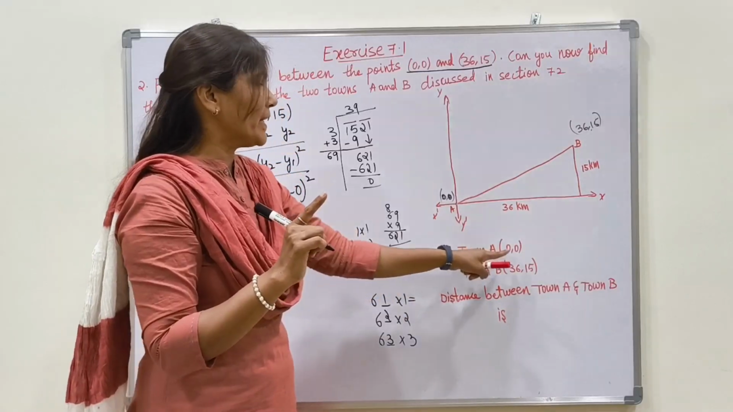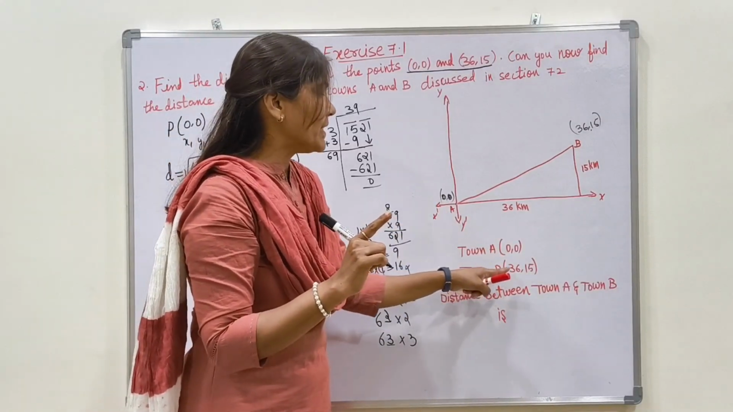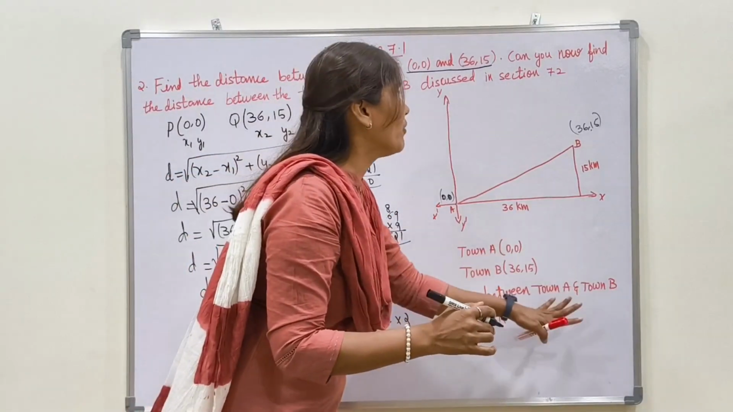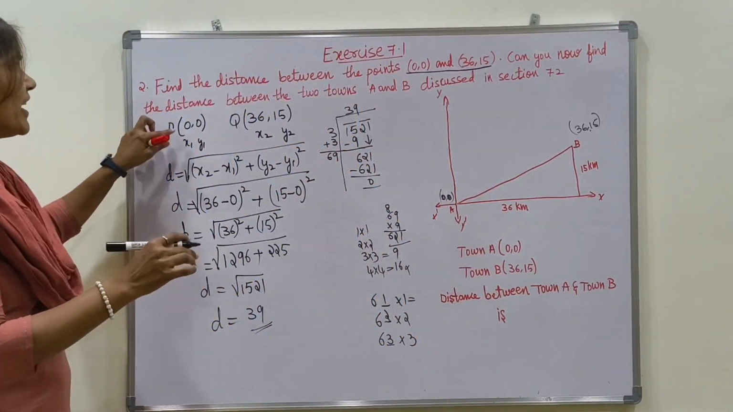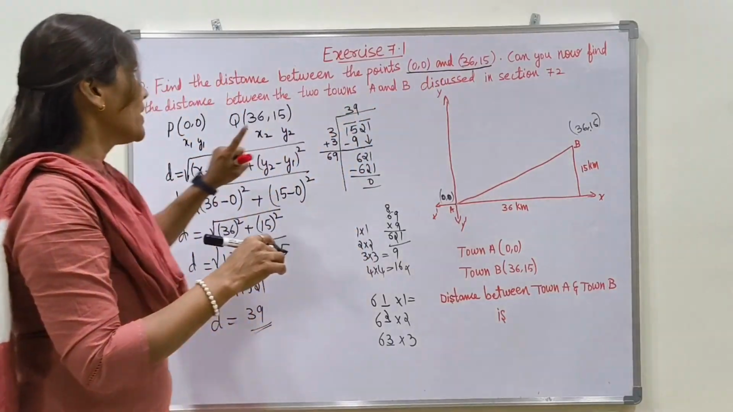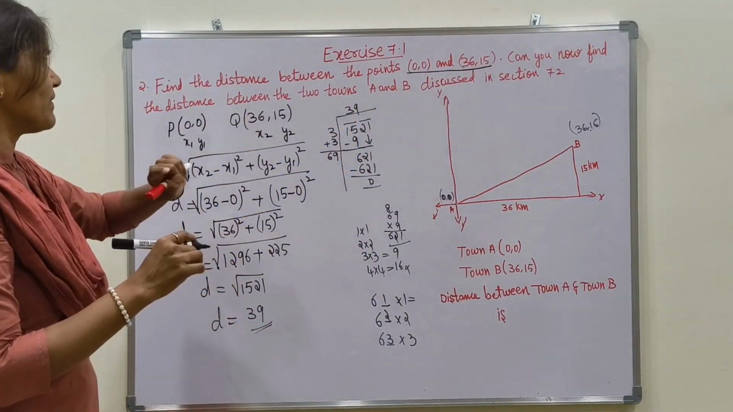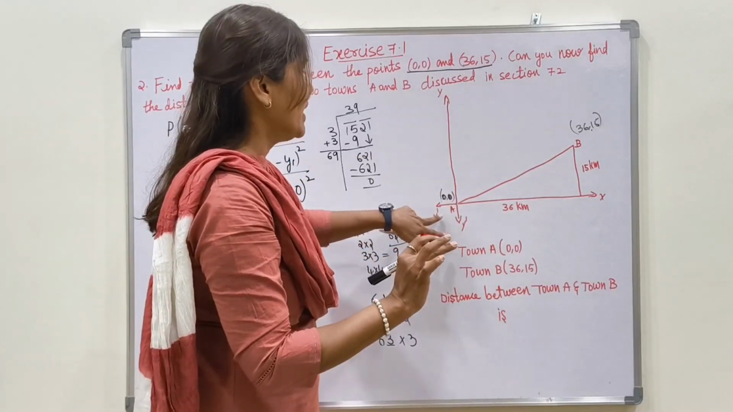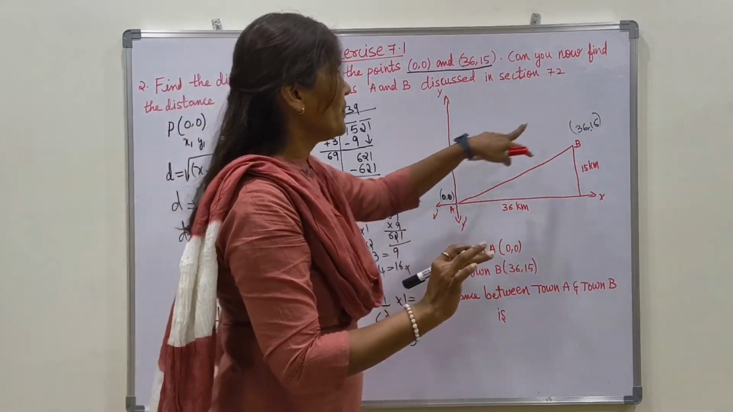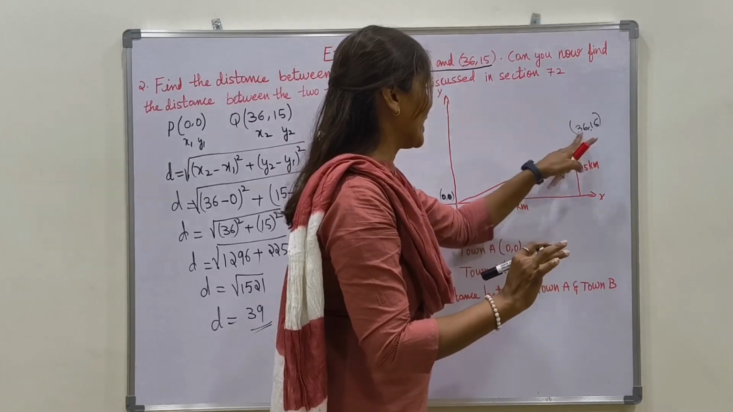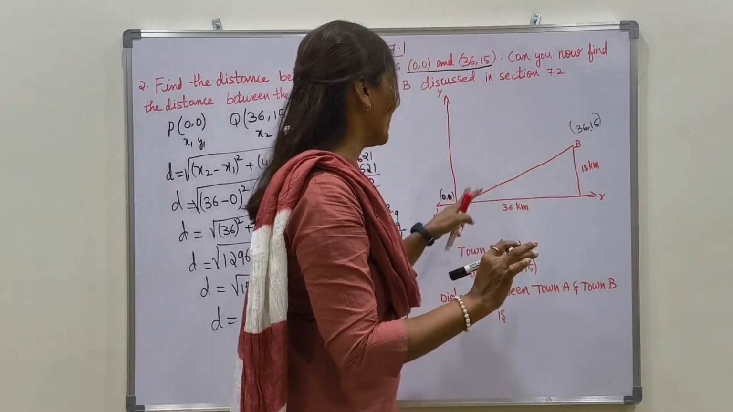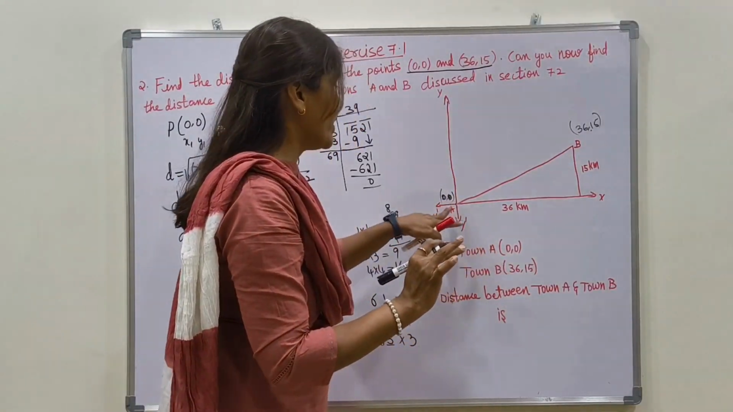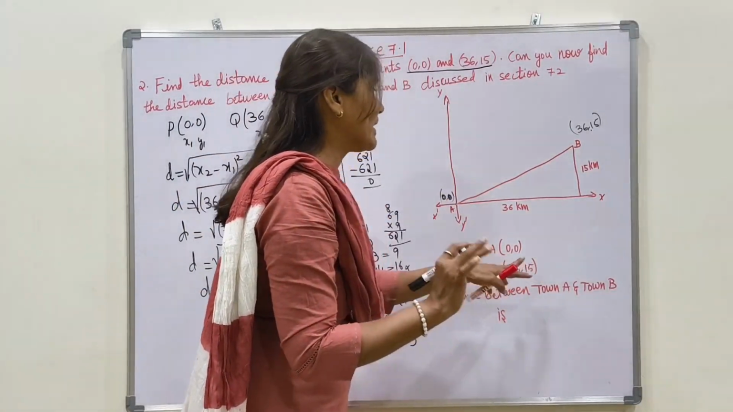For A, I am taking coordinates 0, 0. For town B, we are taking 36, 15. The distance between town A and town B. See here, the same values are there. Here we took P and Q, 0, 0 and 36, 15. Also in section 7.2 of the textbook, in this diagram, this value is 0, 0 and this value is 36, 15. X-axis is 36, y-axis is 15, origin is 0, 0. So the values are the same. Town A is 0, 0 and town B is 36, 15.